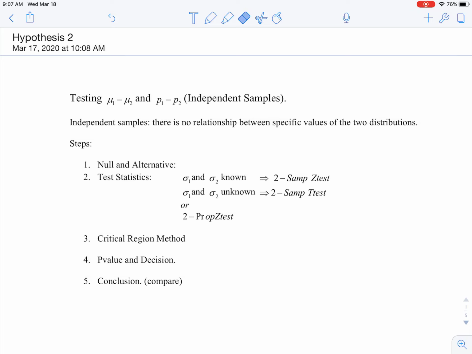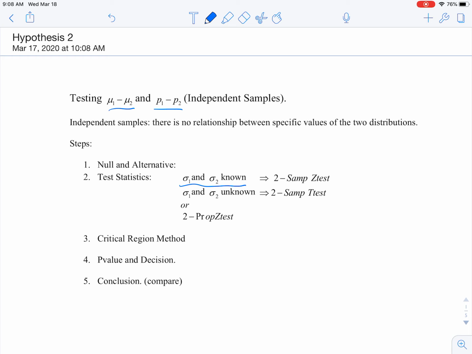Okay, for two sample testing, we're going to be testing the difference between mu1 minus mu2 and p1 minus p2. So similar to the one sample test that we did, we're still going to have our 5 steps, and the test statistics are going to depend on whether we know sigma. If we know sigma on both samples, so this is 2 sample, just like we had 2 sample confidence intervals, this is going to be 2 sample hypothesis tests.